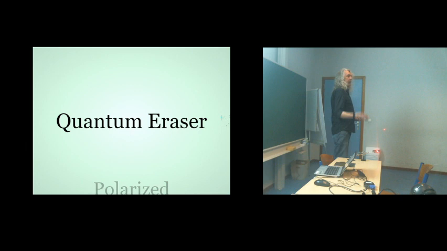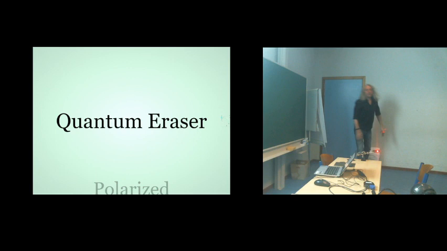So now I can cancel one or the other, but if I put it at 45 degrees, then there's no more information about which side the light went through. And then the interference pattern reappears, because we deleted the information that's in the light, in the photons. We deleted it by putting them all like this. And then we see that the interference pattern reappears.